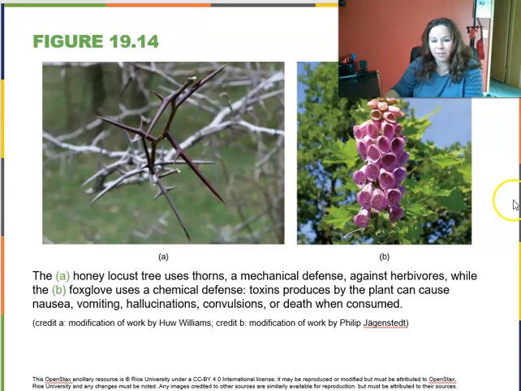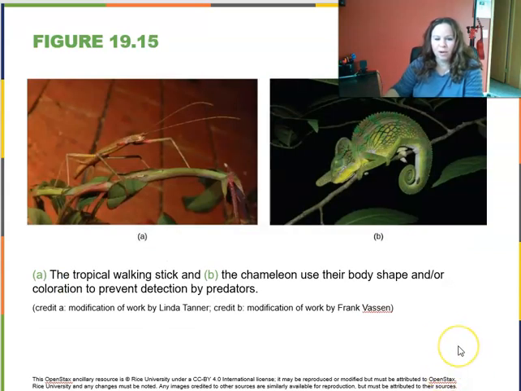And here's some examples in the pictures there. This bottom one, the foxglove, uses the chemical defense mechanism, and its chemicals can induce nausea, vomiting, hallucinations, convulsion, or death when consumed. That's pretty intense. An intense way to keep away predators. Or blending in, like the walking stick, and we have those, not the tropical one, but we have walking sticks in Minnesota that come in green and brown, and they are so hard to see. And the chameleon using its shape or coloration to blend in as well.